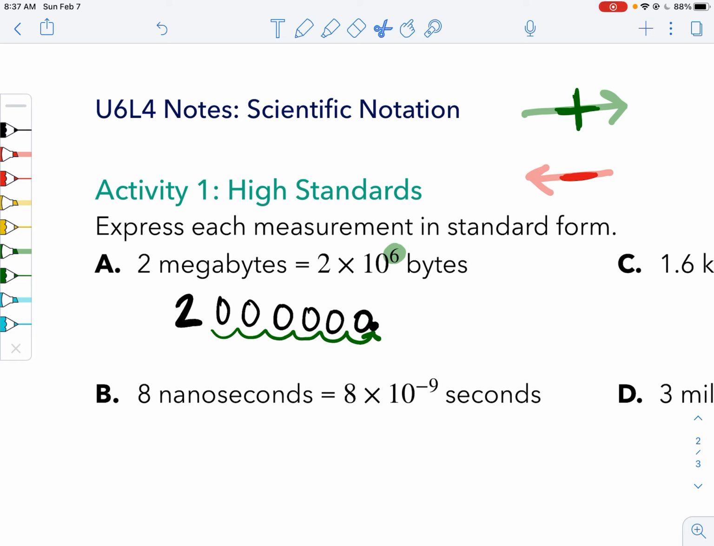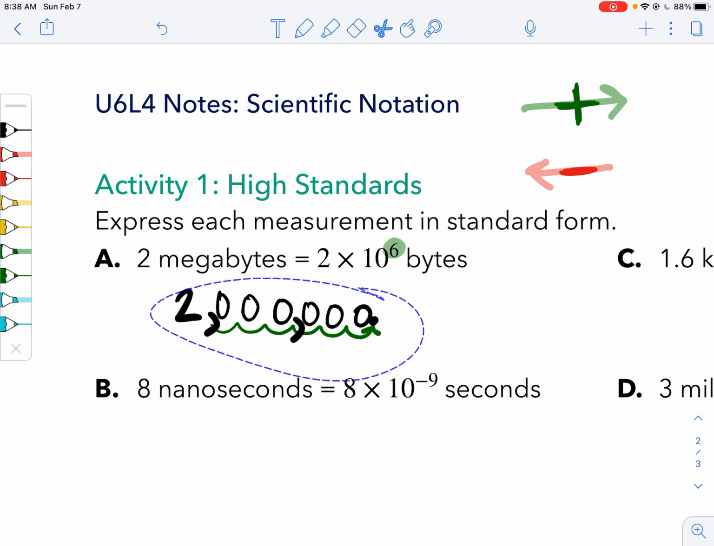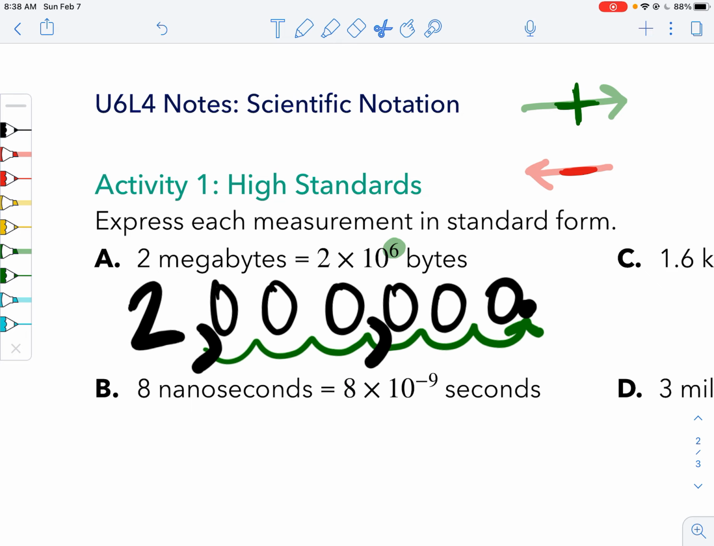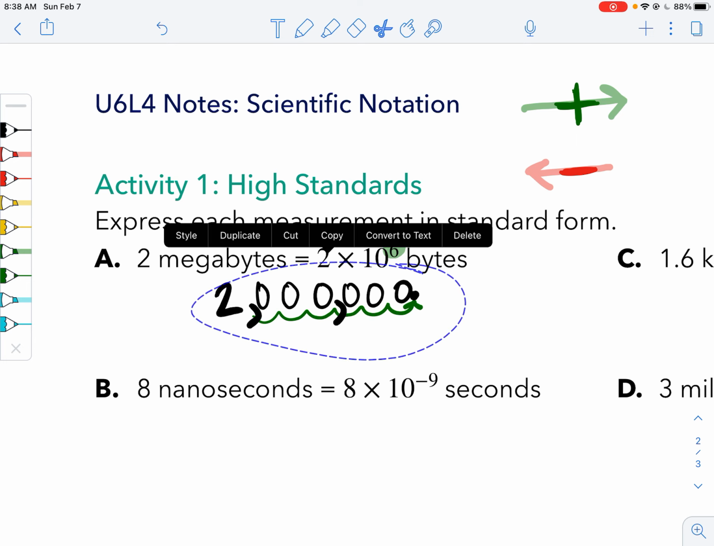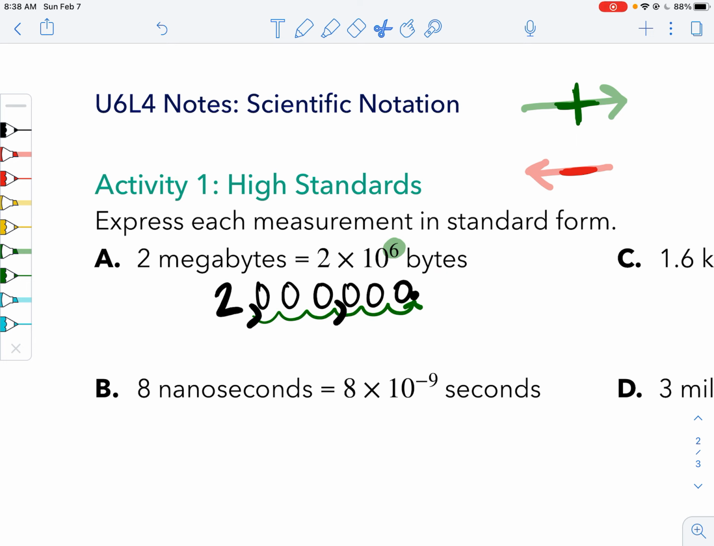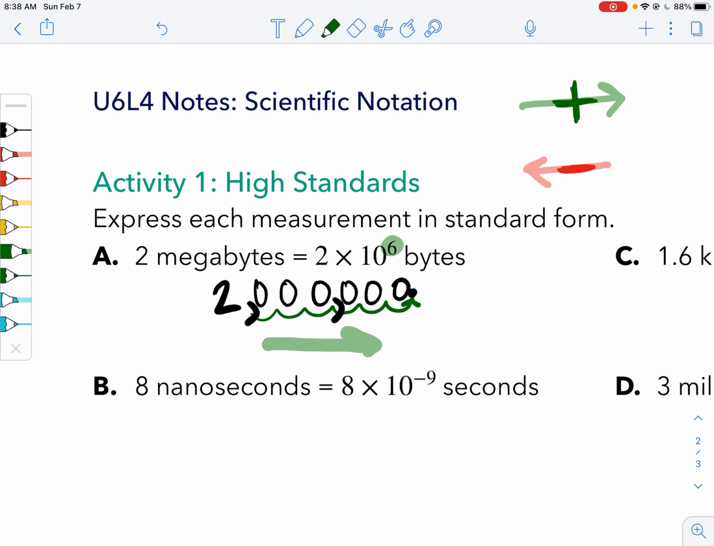And of course, as you remember from elementary school, you need to fill in commas every 3. When you look at that number, what is that number? That's 2 million. 2 megabytes is 2 million bytes. That's a lot of bytes. It's a lot of memory. Anyway, we can talk about what that really means in a little bit, but there we did 6 places to the right.